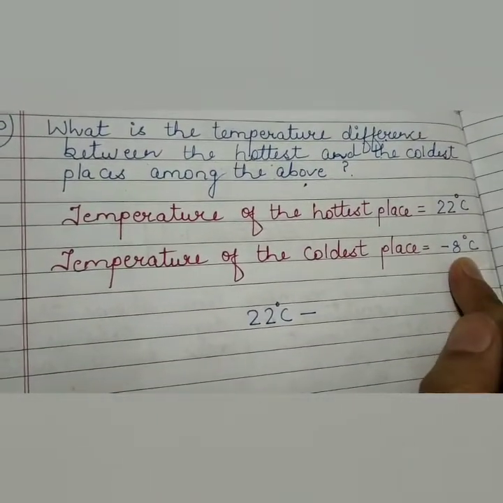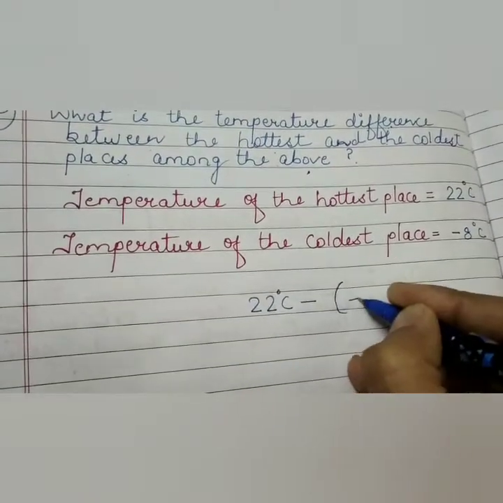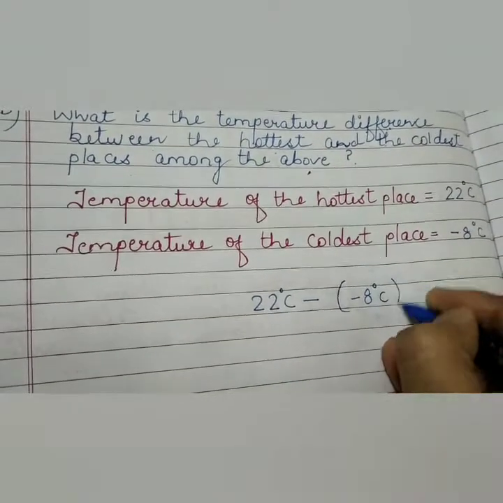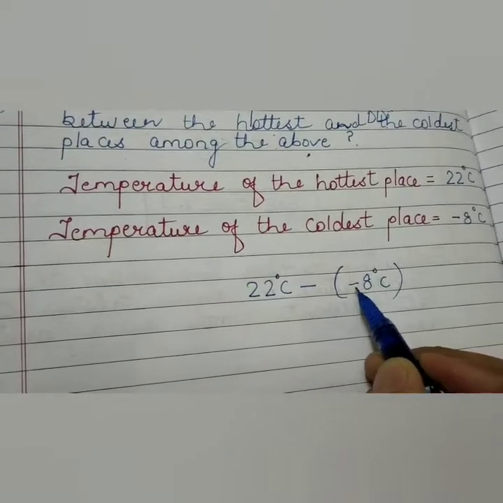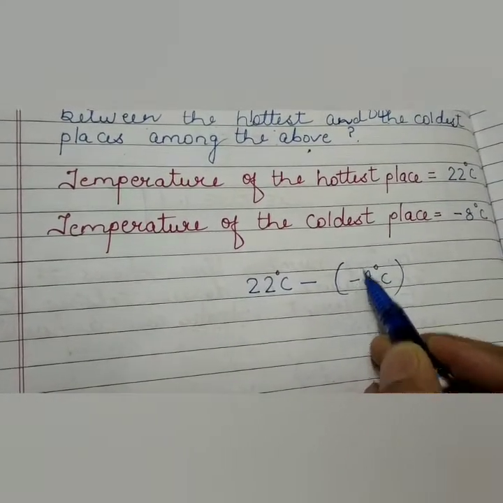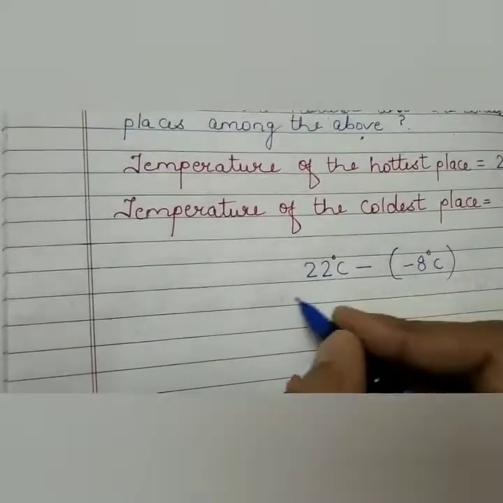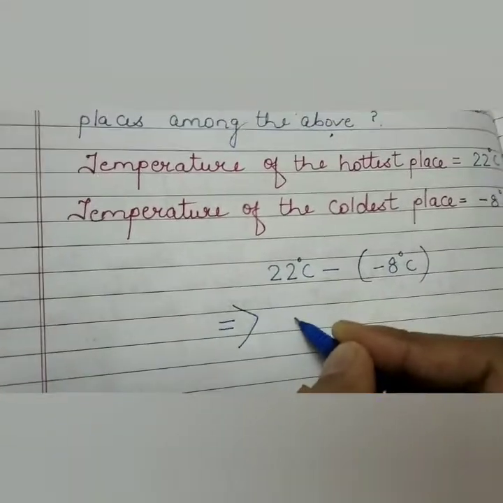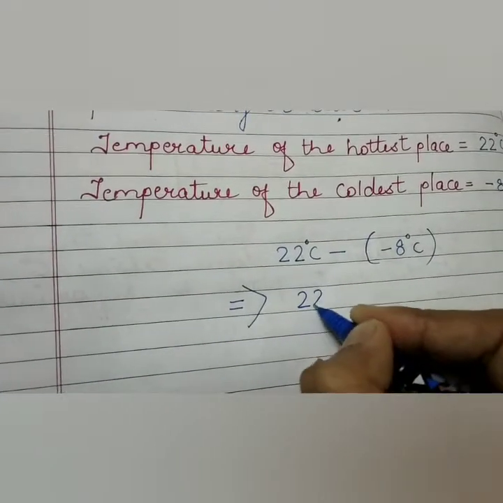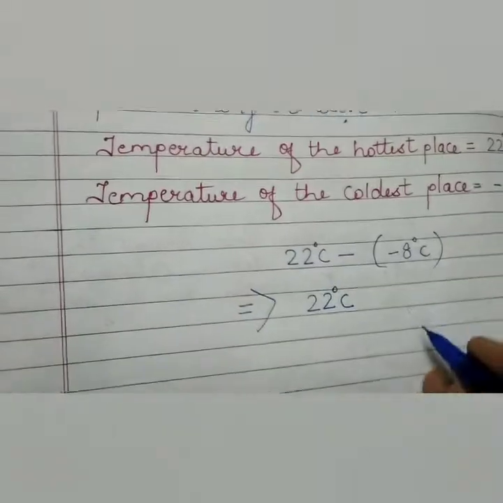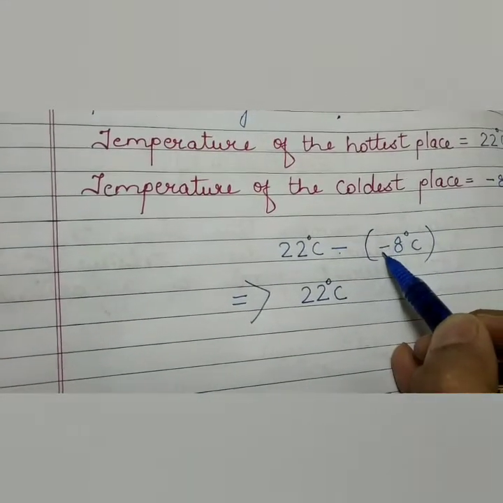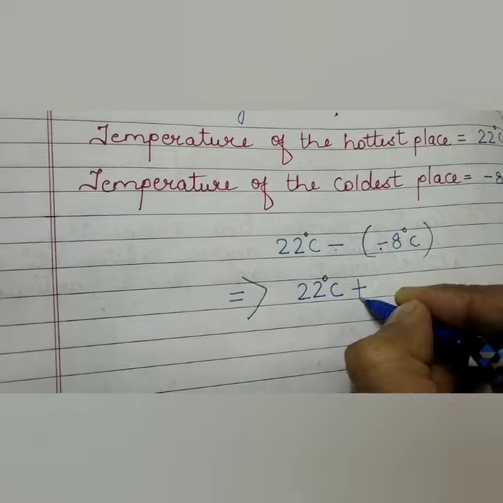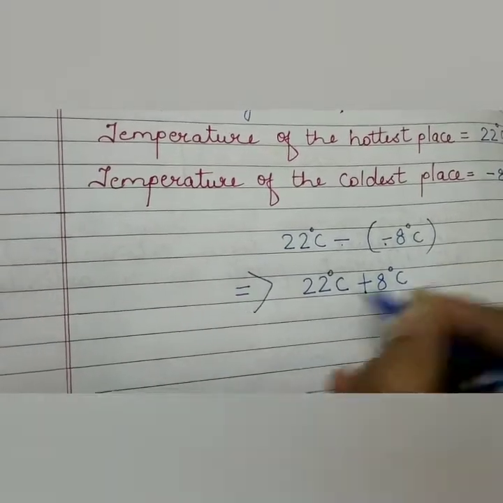Now the coldest place temperature is minus 8 degrees Celsius. As it has the value in minus sign, we will put it in bracket. Okay, now we will solve this. So this is 22 degrees Celsius. Now students, minus into minus will be what? Plus. This is 8 degrees Celsius.